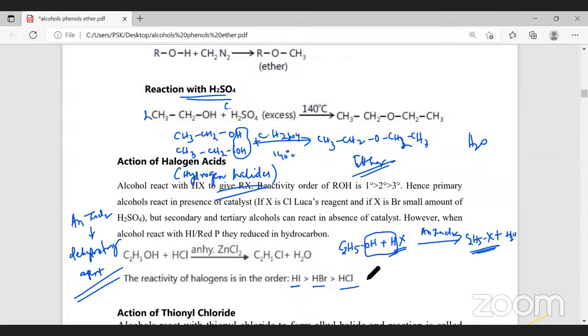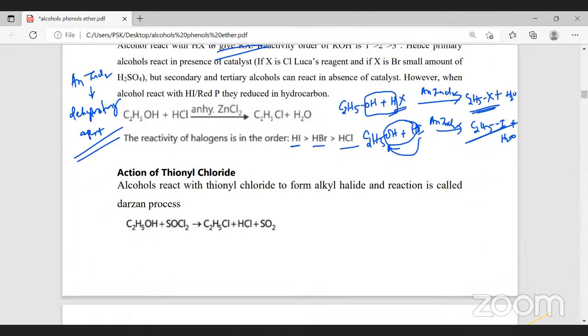Now, for an example, if you take C2H5OH and allow it to react with hydrogen iodide in the presence of anhydrous zinc chloride, H and OH get eliminated as H2O. In place of OH, I goes. So you get C2H5I. This is ethyl iodide, an alkyl halide.